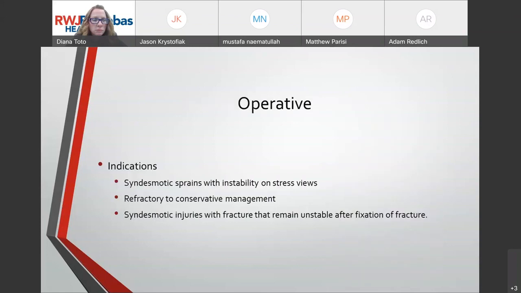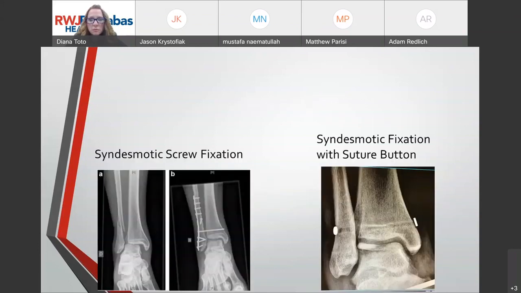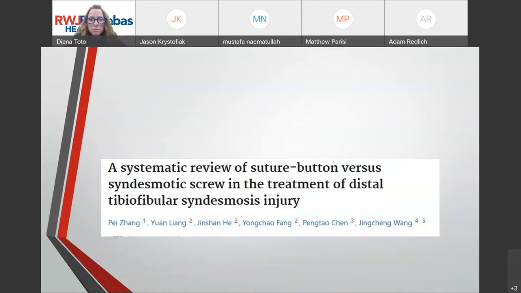Next, we have operative indications. So again, like I said, instability refractory to conservative management, as well as syndesmotic injuries with fractures. So there's 2 different types. You can either do a syndesmotic screw fixation or a syndesmotic fixation with a suture button.